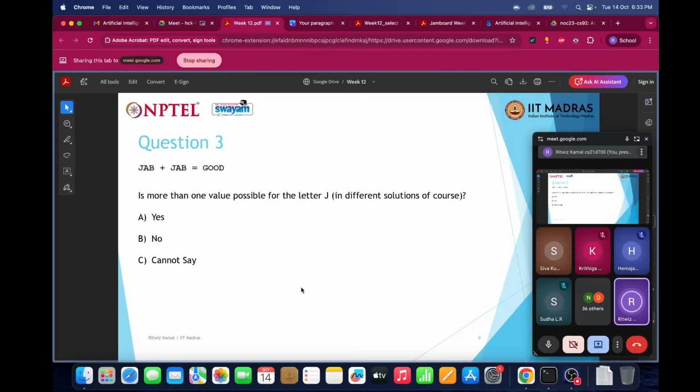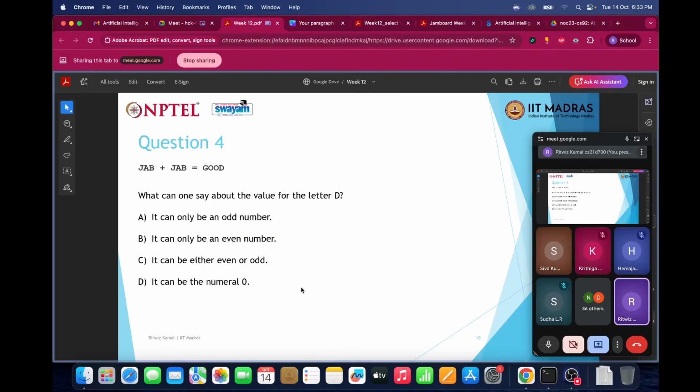And is more than one value possible for the letter J in different solutions? Again, yes, right? We saw 3 different values. Okay, what can one say about the value for the letter D? It's an even number. Right? So B is the correct option.